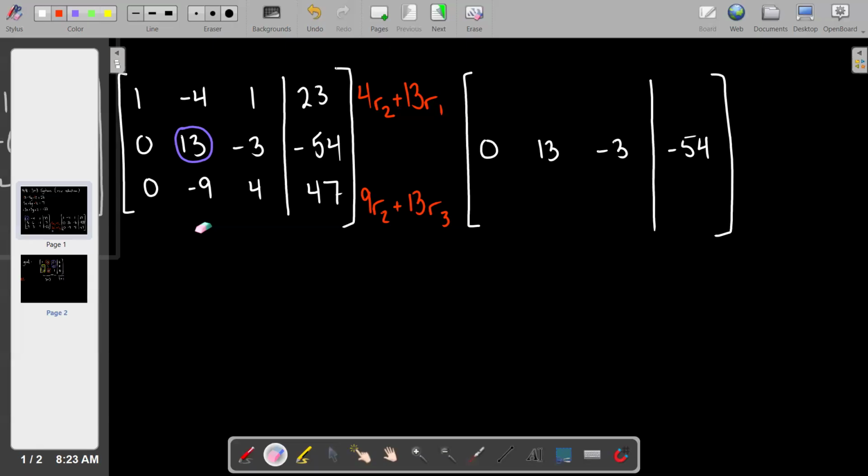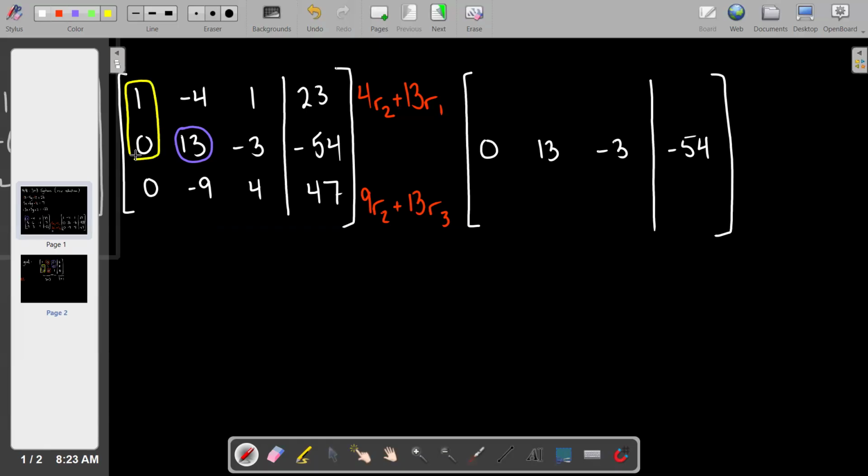Just recite it in your head. I'm taking 4 middles plus 13 tops. Let's begin right here. I'm taking 4 middles and I'm adding 13 tops.